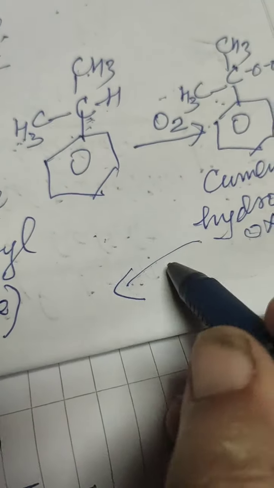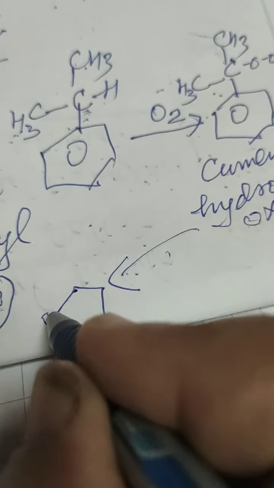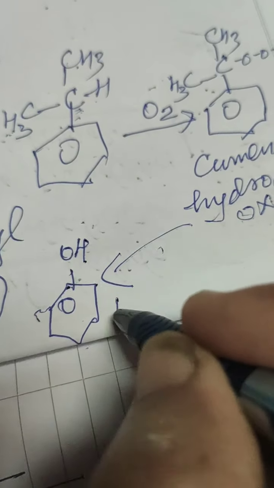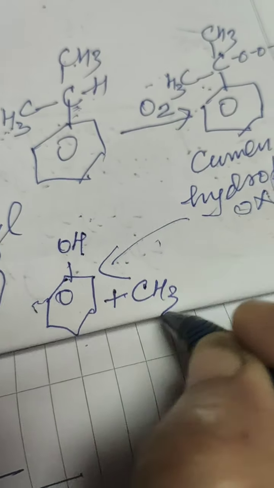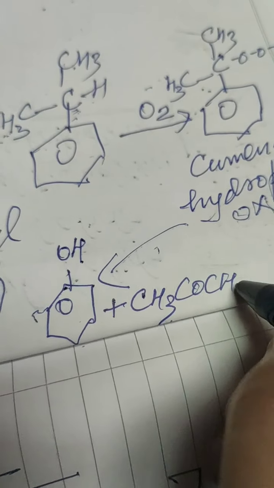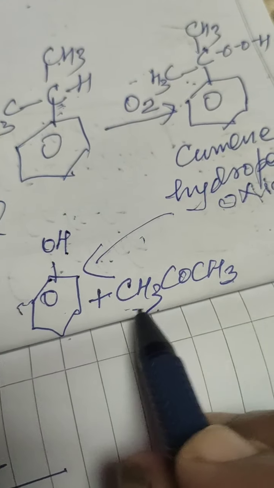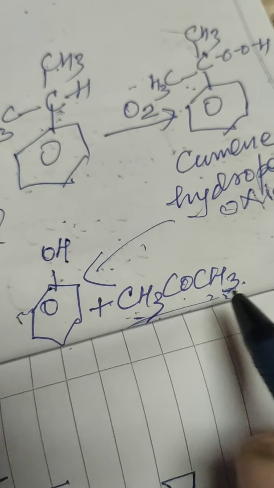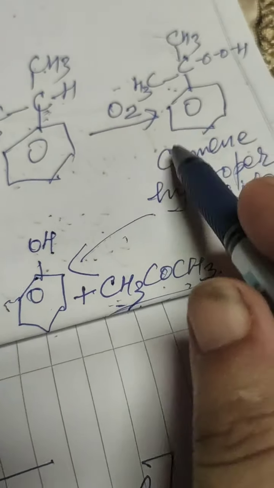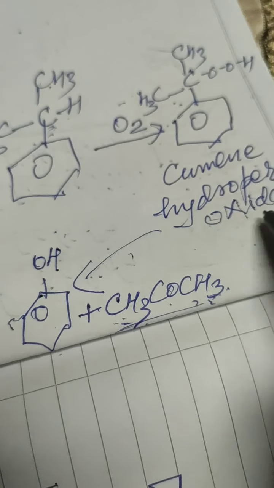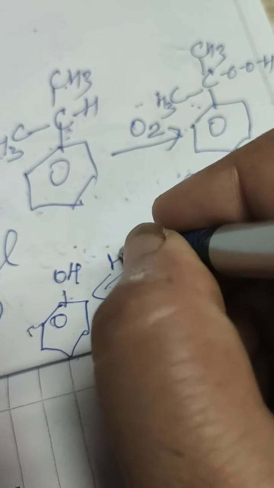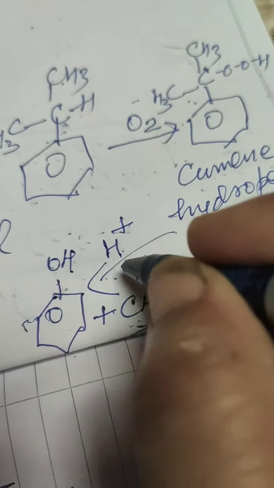This compound can be converted into phenol, and the side product we obtain will be acetone. This is an example of a ketone, RCOR. This will be the side product when we treat cumene hydroperoxide with dilute acid, followed by hydrolysis.